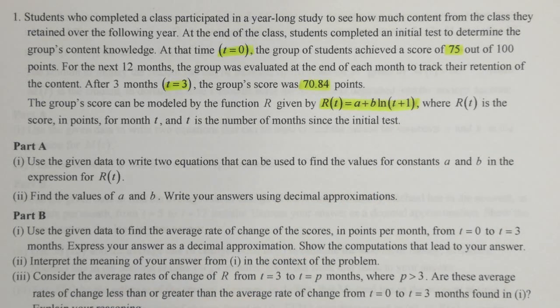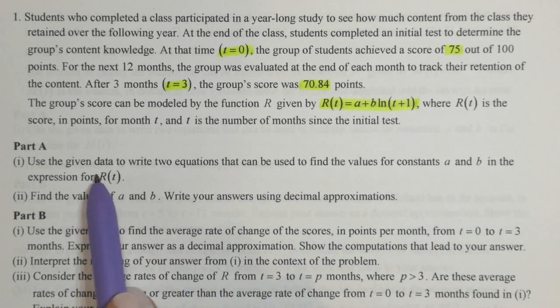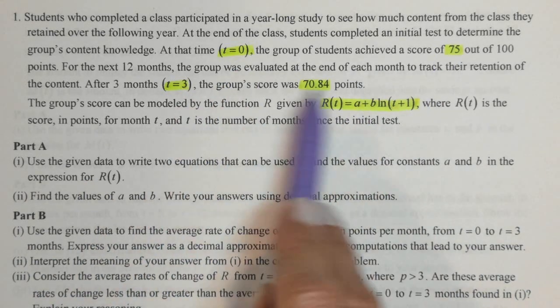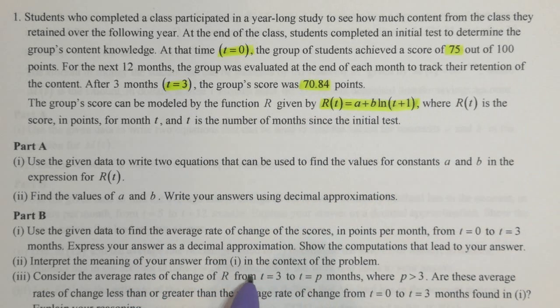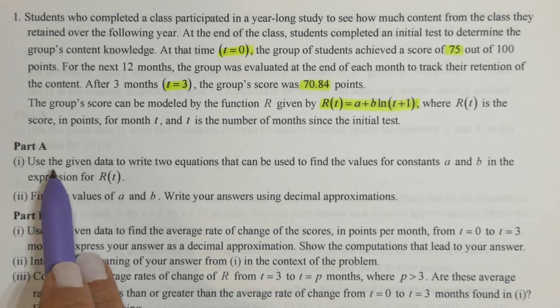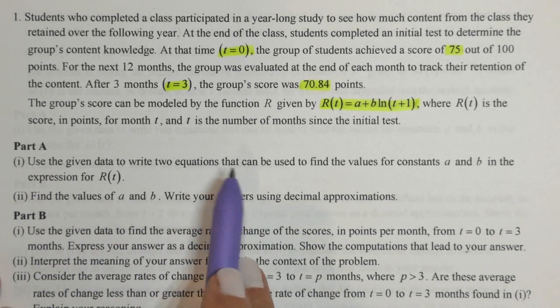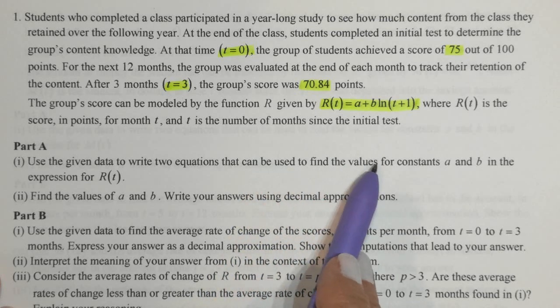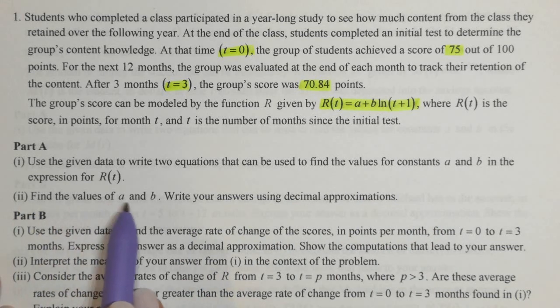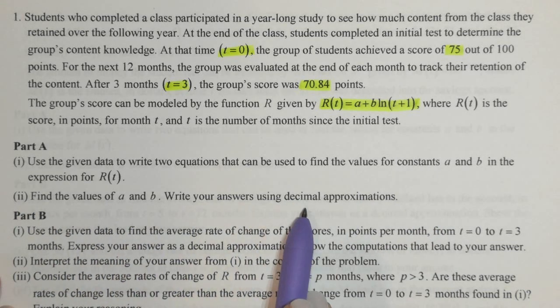Okay, Part A. I already know what Part A is going to be. It's going to be finding A and B. Using the data, find A and B. It always is. Part 1 of Part A is use the given data to write 2 equations that can be used to find the values for A and B. Part 2 is to find the values of A and B. These are always with a calculator. Topic 2 is always with a calculator, and so they want us to write it as a decimal approximation.